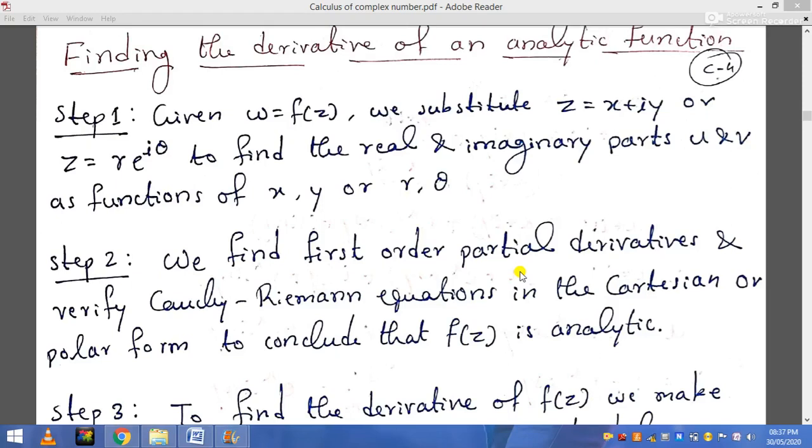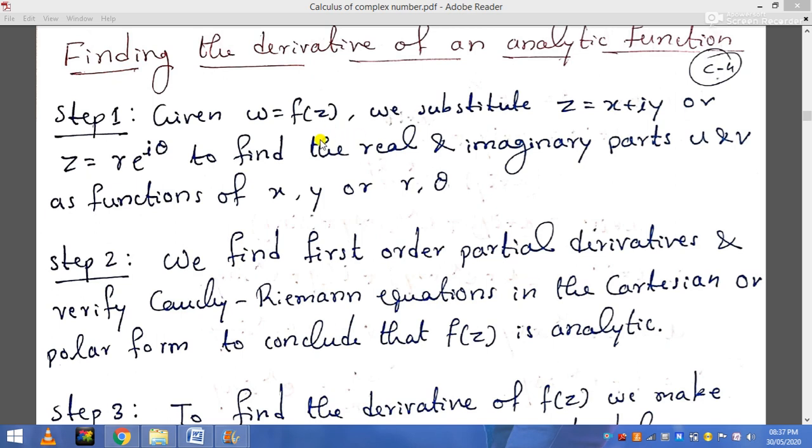Dear student, in the earlier video we learned the Cauchy-Riemann equation in Cartesian form and the Cauchy-Riemann equation in polar form. In this video we solve the examples on that. The first one is to find the derivative of an analytic function. Let us know the working procedure.